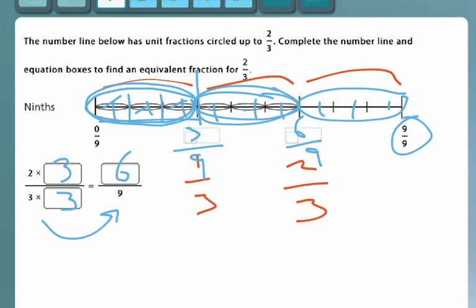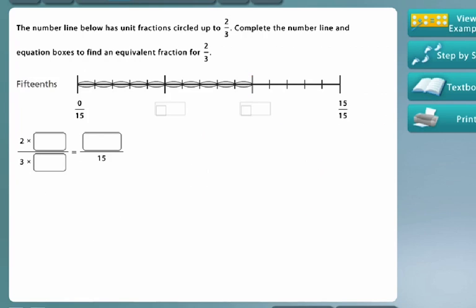Always remember, if you're stuck on these, go ahead and click on the show example or the step-by-step on the right, and that will also help you understand the problem. It's more about understanding than it is about getting the correct answer. Unpacking the next problem, it's the same type of problem. The number line shows the unit fractions up to 2/3. So here's 1/3, and here is 2/3.